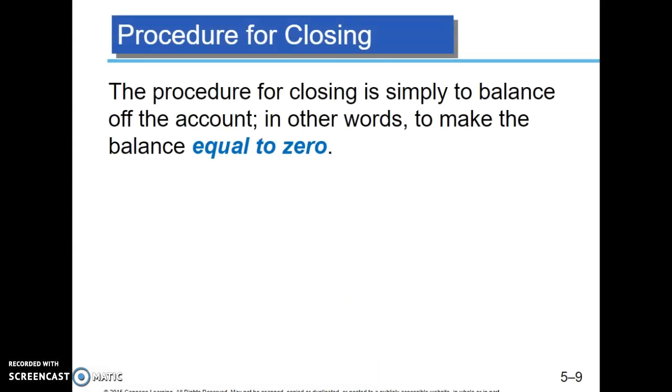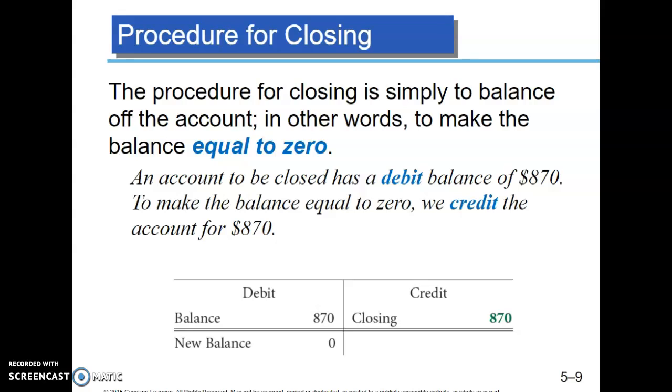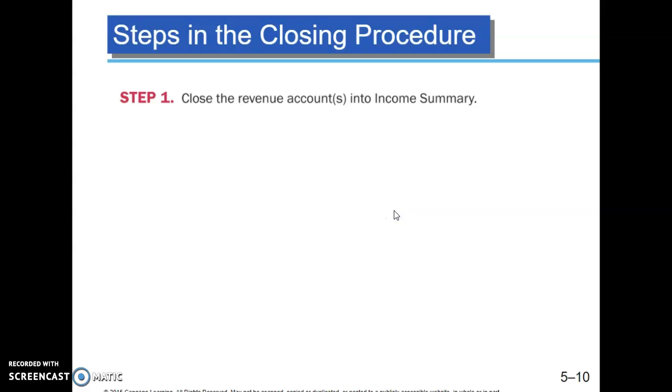So the procedure for closing is to simply take the balance of the account, in other words, to make the balance equal to 0. So if an account to be closed has a debit balance of $870, we have to flip-flop that. So in order to close it, we will credit that account $870, and then that will zero that account out. So here's what it looks like. So the first thing you do is you close the revenue account. It's important that we do the steps in this order. And again, I'll show you here with the slides and we'll do a practice one together.